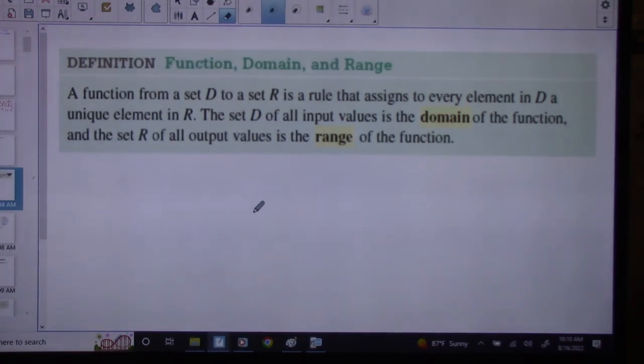So a function from a set D to a set R is a rule that assigns to every element in D a unique element in R. The set D of all input values is the domain of the function. The set R of all output values is the range. And one thing I like to do, in fact, I brought this up during Wildcat time yesterday with the group we were working with, there's something to help remind me. It's called DIXIROID. Anybody ever heard of DIXIROID?